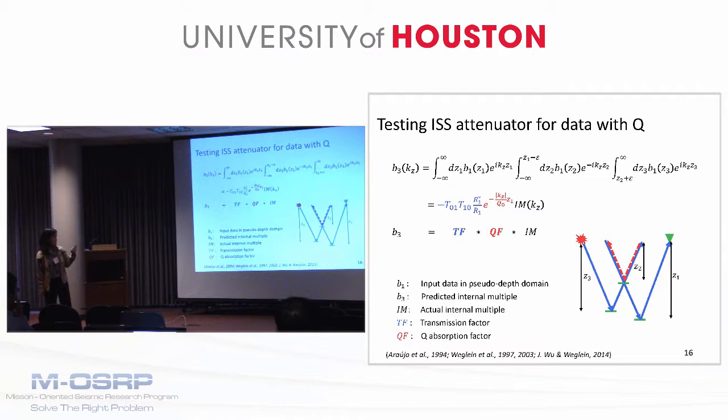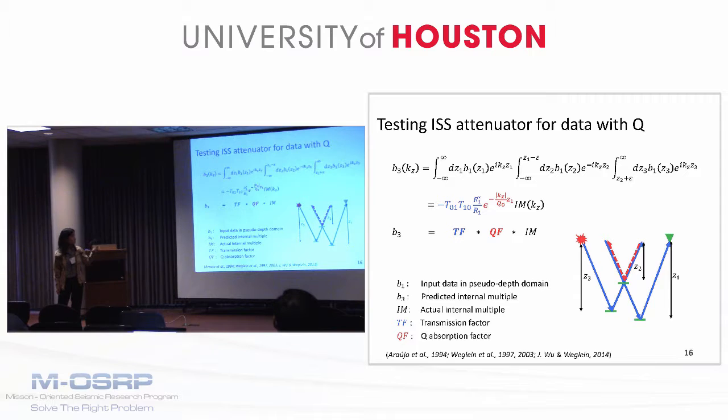You can see you have two extra terms connecting B3 and the actual internal multiple. TF here is the transmission factor. It accounts for the transmission loss at an interface, and above that interface, where your multiple has its downward reflection. For this example, the multiple is downward reflected at the first interface. So only the information at the first interface is involved in this expression. And the second factor is the Q absorption factor. It accounts for the transmission loss in the layers above that interface where your multiple has its downward reflection. For this example, only the first layer is involved in this expression.